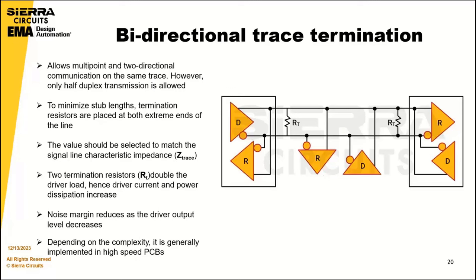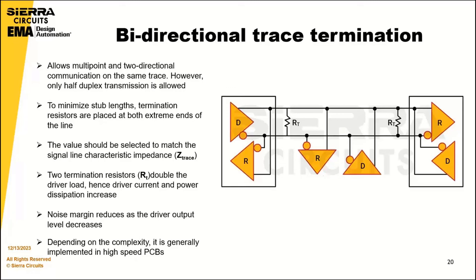Bidirectional trace termination is an extension of the parallel termination for multi-point applications. Bidirectional termination allows multi-point and two-directional communication on the same trace. However, only half duplex transmission is permitted. Termination resistors are placed at the extreme ends of the line to minimize stub lengths.